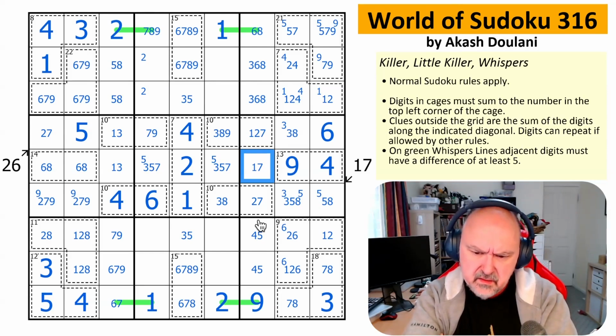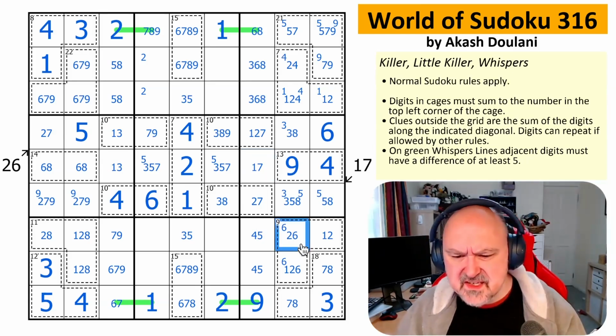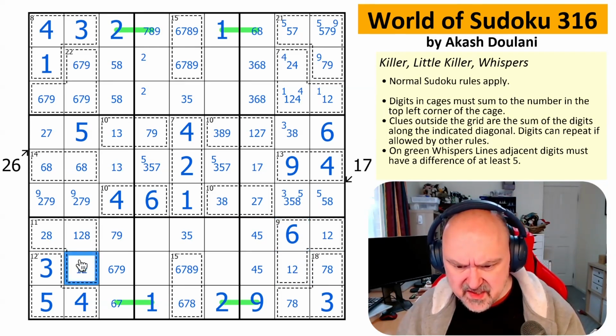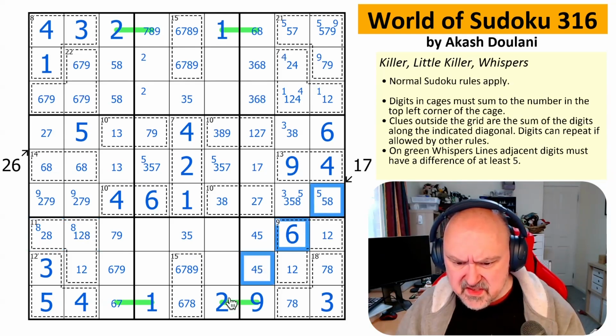Wow, okay. Oh, that's a 6. This is a 1, 2, 6, 8 quad, and that's the only place left for a 6. That's a 6. That is not a 6. I don't expect that to get me much. That is not an 8, because 8 has to go up here. But that's on the little killer.